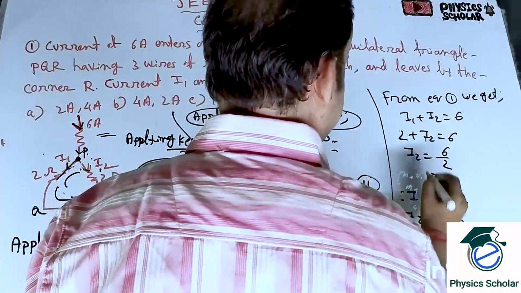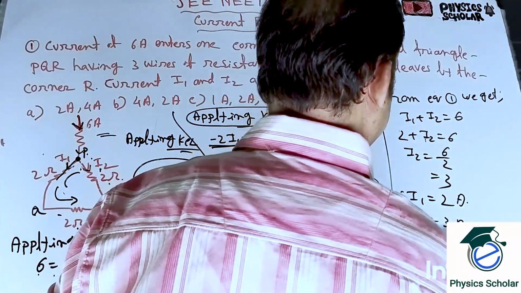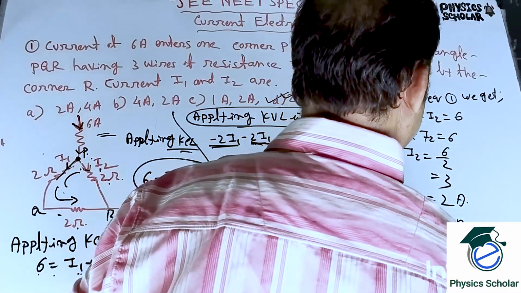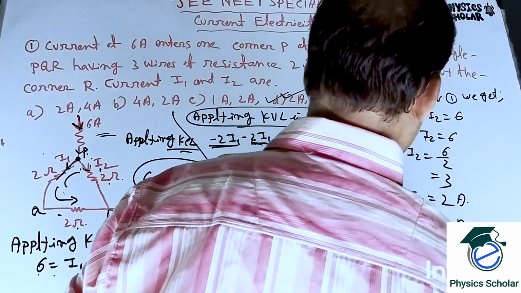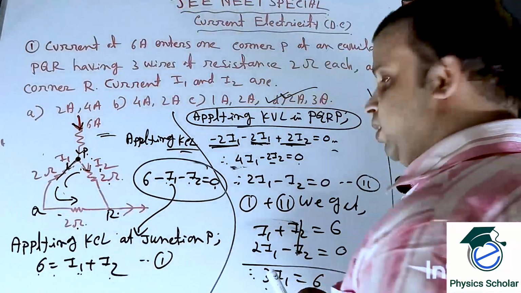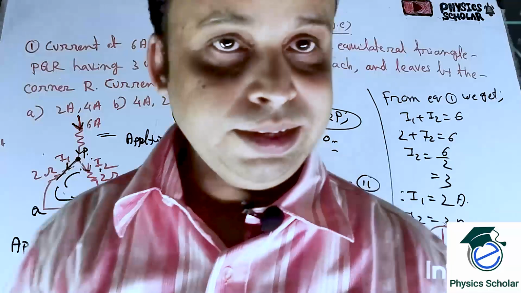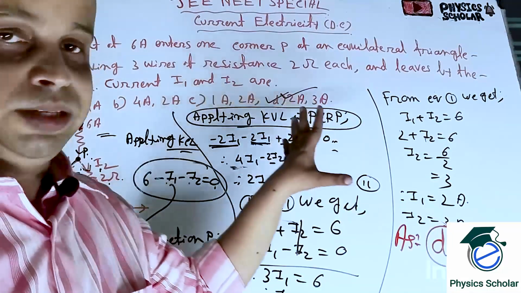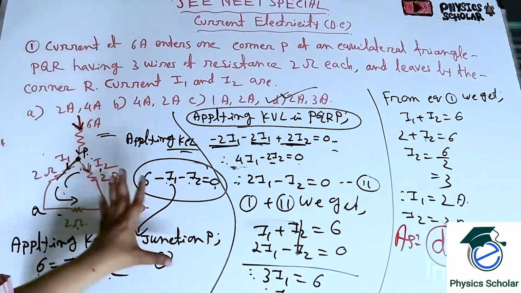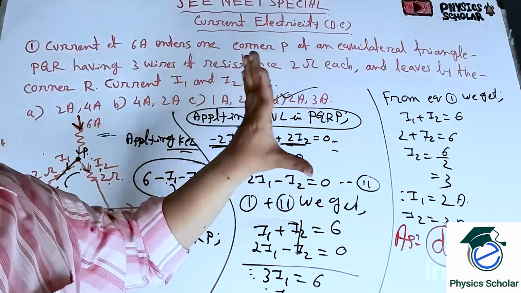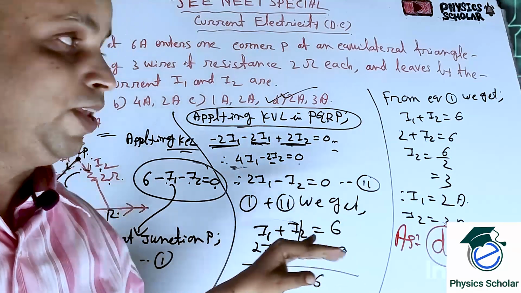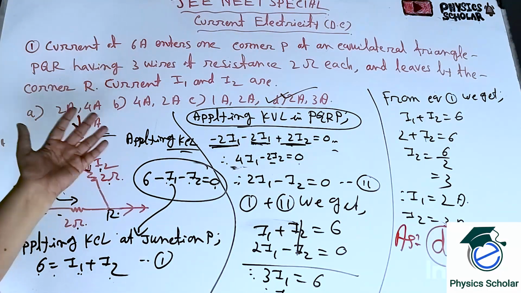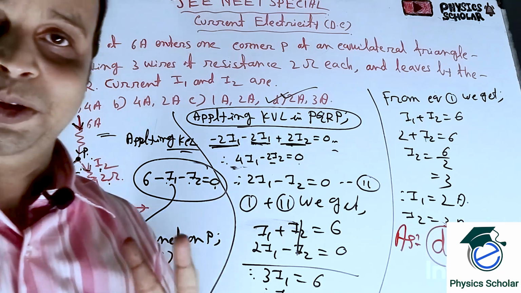So the answer will be option D. Clear? 2 ampere, 3 ampere. So that will be the correct option. So hope you have understood this sum. Very easy. We only have to apply KCL and KVL to solve this problem. So let us now, without further delay, move to problem number 2.